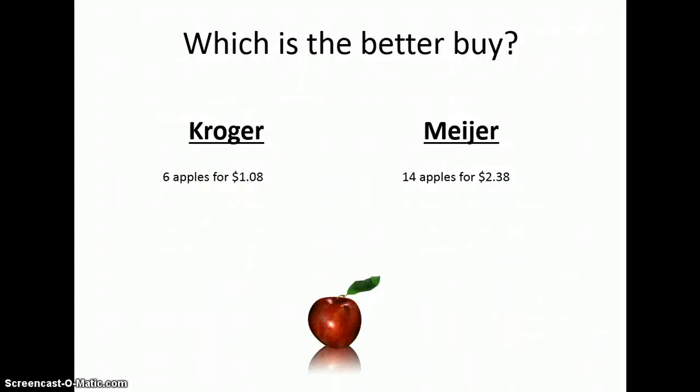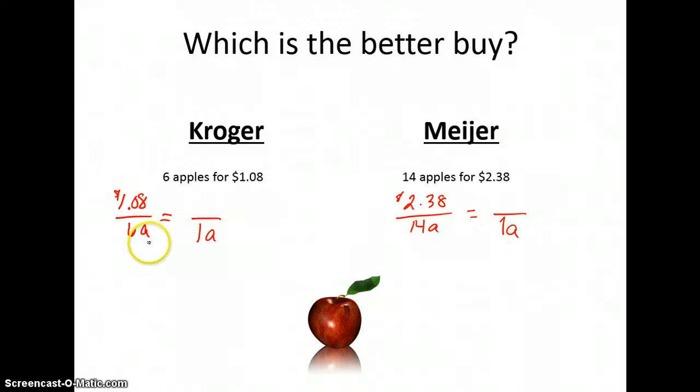Let's look at another example. I'm trying to decide if I should buy apples from Kroger or Meijer. And Kroger sells apples, 6 apples for $1.08. So let's set up our rate. $1.08 for 6 apples, or $2.38 for 14 apples. Well, in order to compare these, I need to have the same amount of apples. So let's find a unit rate. What if I only wanted to buy 1 apple? How much would it cost?